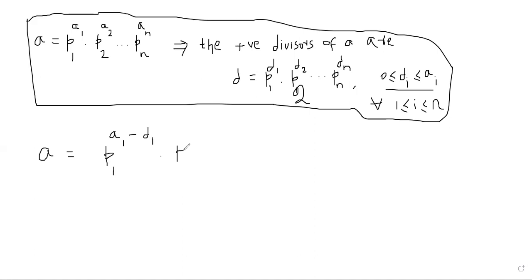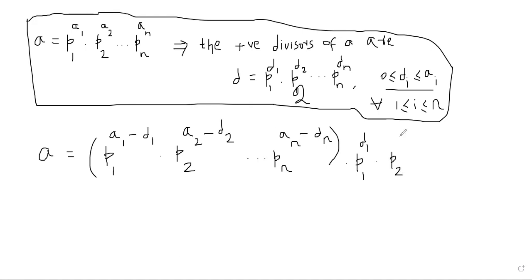And p2 power a2 minus d2, and so on, all the way until pn power an minus dn. But then I need to make sure I compensate for all the things that I subtracted, which means I need to multiply this by p1 power d1. When you multiply, you add the powers. So a1 minus d1 will be added with d1, which means you get a1. And p2 power d2 and so on. It's just rewriting this using the exponent rule. That's basically it.